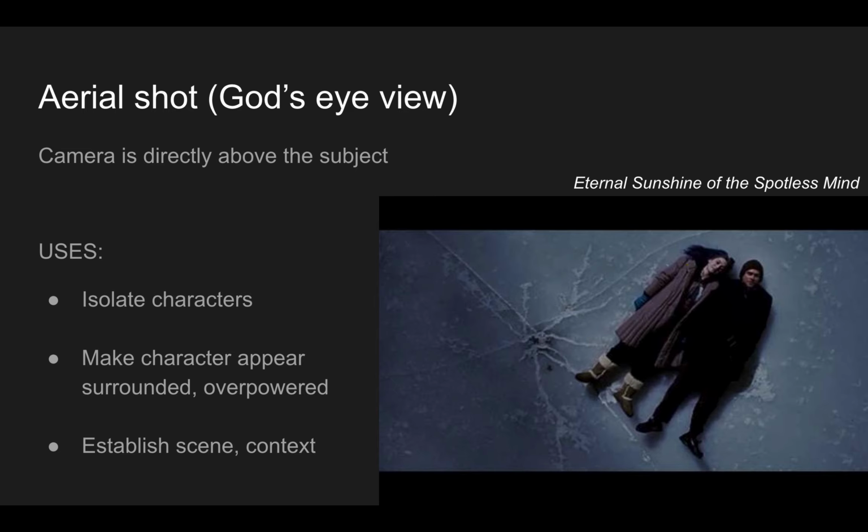Aerial shot. You might think of this as a version of the high angle, but this isn't just the camera kind of positioned above eye level. This is where the camera is directly above, looking straight down on the characters. And this can be used for a number of different effects. One, it helps to isolate characters.